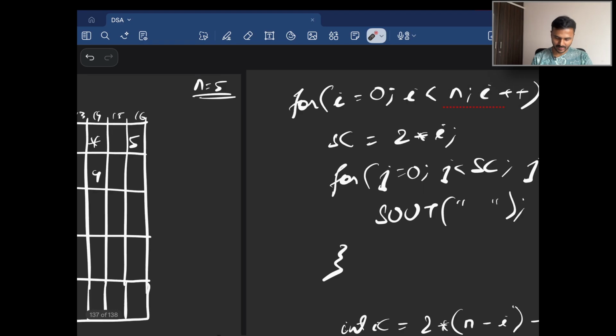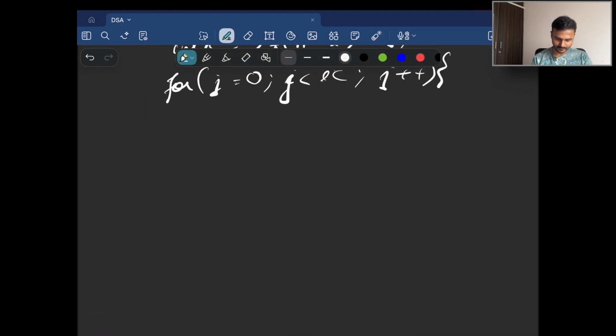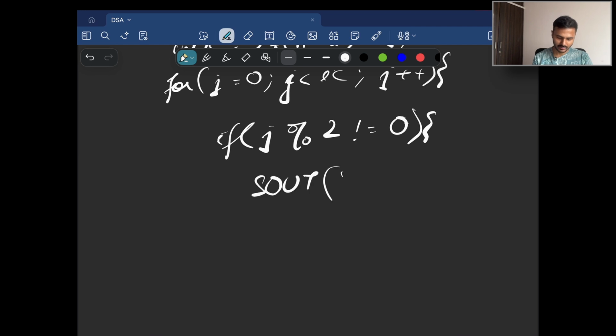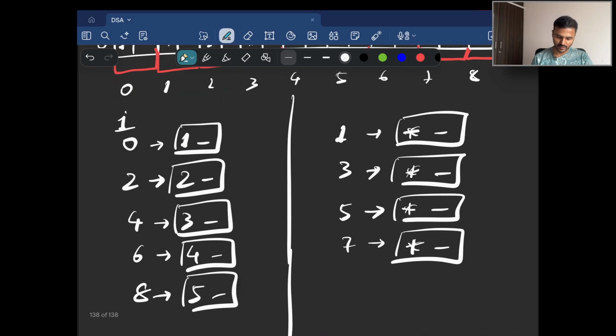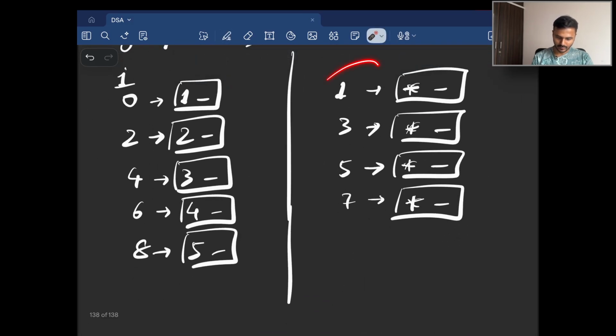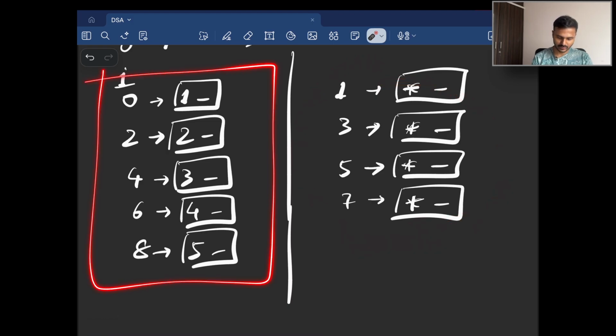So can we continue this code? And can we say this? If j mod 2 not equal to 0, what we are supposed to print is an asterisk and a space, right? Else, what we are supposed to print is a number and a space. And that is something we are yet to determine, right? So having figured this out, let us focus our attention to this.